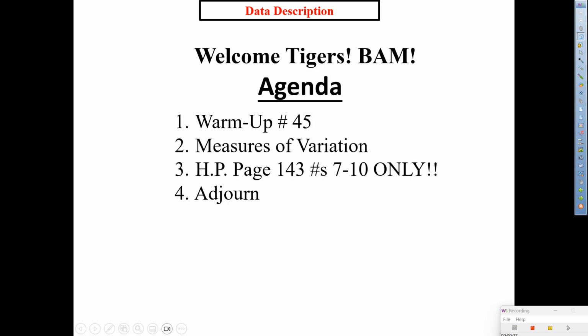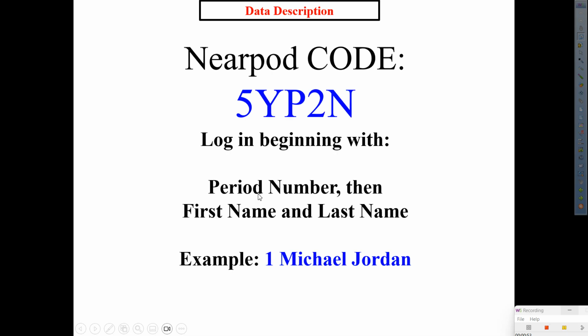And here's the agenda. Warm-up number 45, measures of variation. And your home play for tonight, page 143, number 7 through 10. Or should I say 7 through 10 only? All right, thank you for sending that in. There's the agenda on your screen, and here's the code for your access to the home play: 5YP2N.